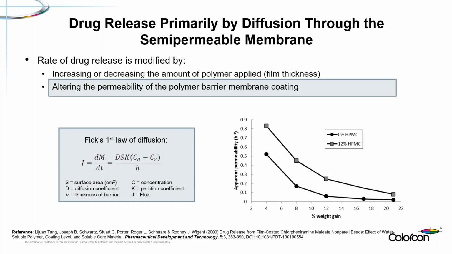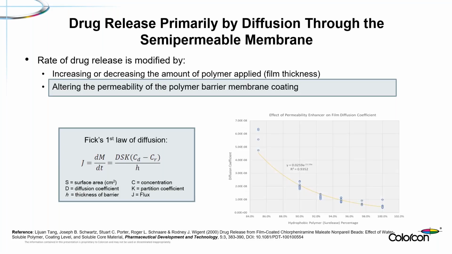Like the previous slide, if we were only considering the effect of film thickness on drug release, we were not seeing the whole picture. Take a look at Fick's law again. We also need to consider the effect of permeability or diffusivity of the coating being applied. We see this in the graph here to the right, where the addition of a more hydrophilic polymer to the semi-permeable coating increased the apparent permeability of the coating across a wide range of film thicknesses from 2 to 20% weight gain.